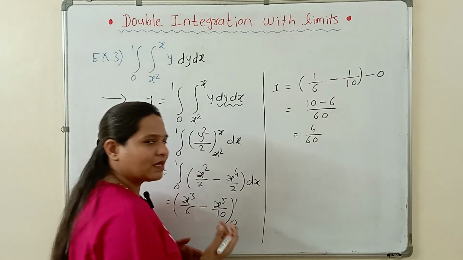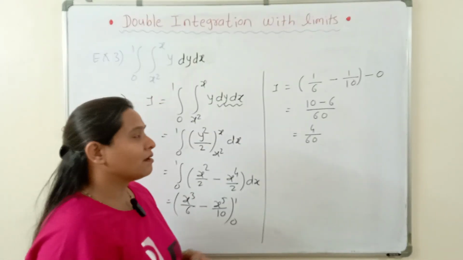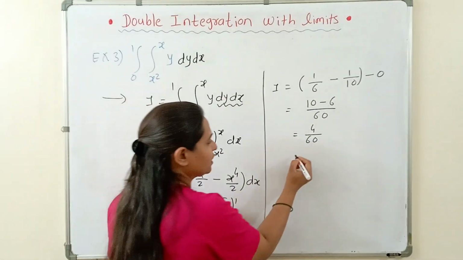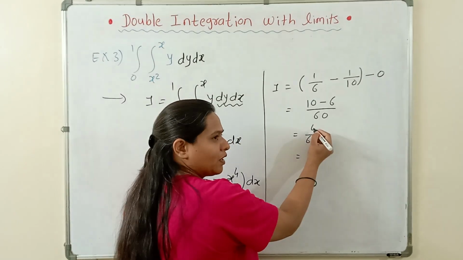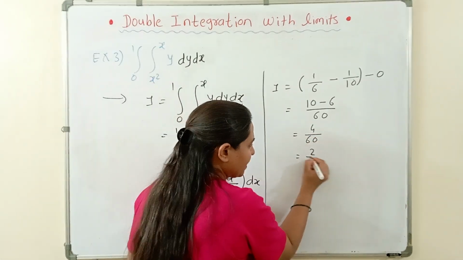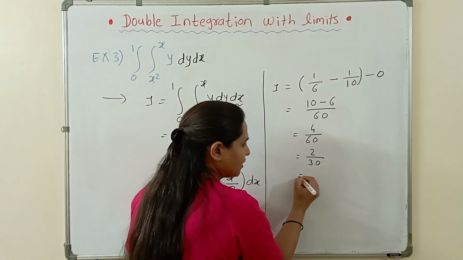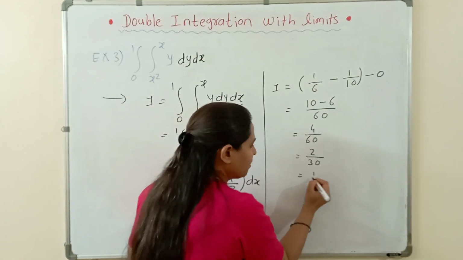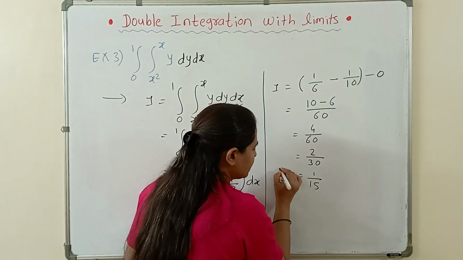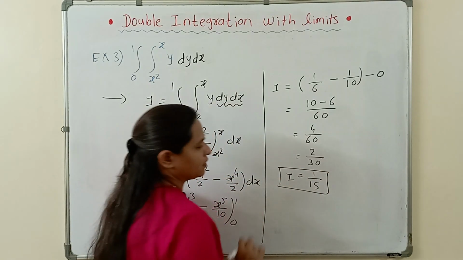You can simplify this more by cancelling the common factor. We can divide both terms by 2. It will be 2 divided by 30. And again we will divide by 2, so it will be 1 by 15. So I is equal to 1 by 15.